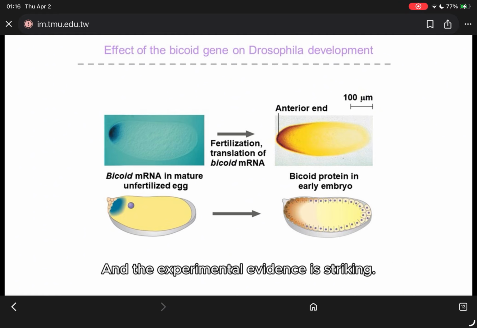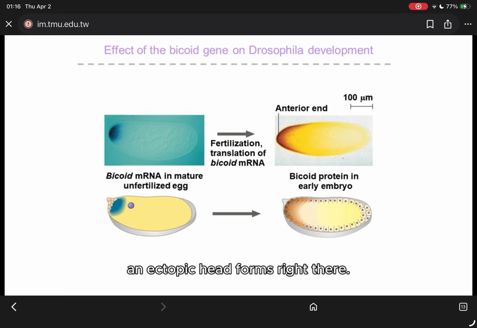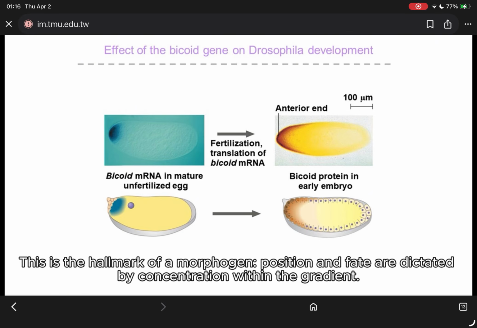And the experimental evidence is striking. If scientists artificially inject bicoid mRNA into the posterior end of the embryo, an ectopic head forms right there. This is the hallmark of a morphogen. Position and fate are dictated by concentration within the gradient.